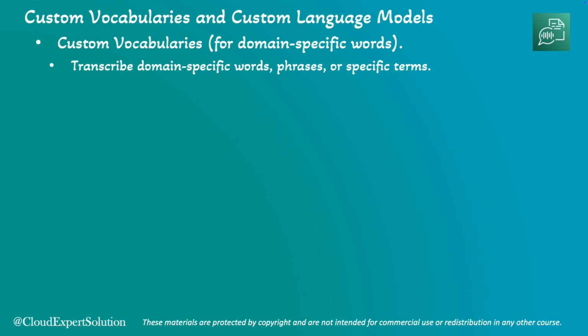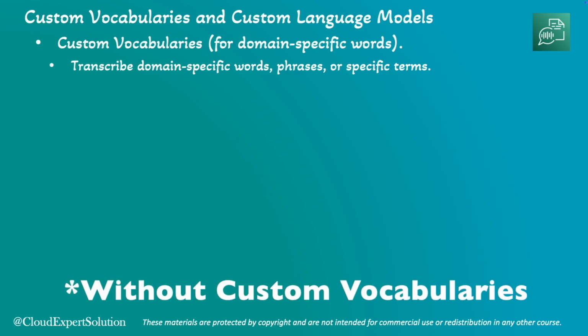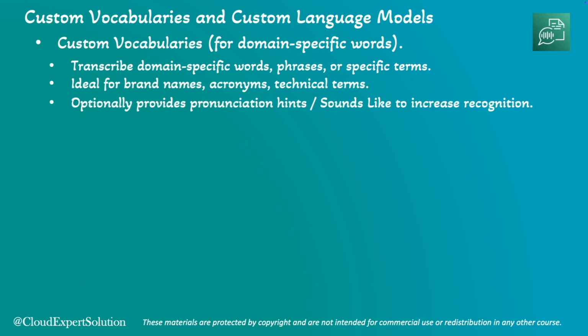If I take an example, let's say you want to code using .NET. .NET is a technical jargon. If you are going to speak in Amazon Transcribe without the custom vocabulary, it will not properly identify .NET as we are used to seeing .NET in our day-to-day life. To improve the transcription, we can add pronunciation hints or sounds-like phrases with each custom vocab. And we are going to see this in our today's demo.